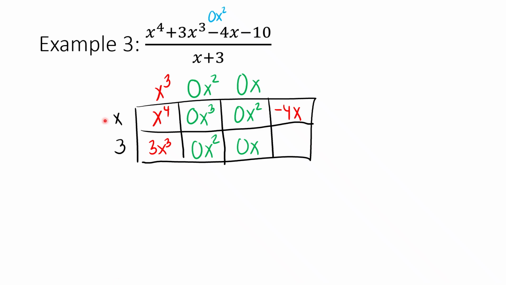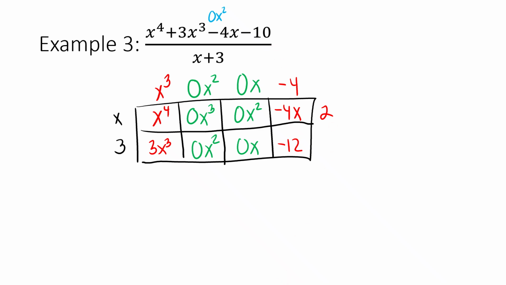x times what would give me negative 4x? Well, that would be negative 4. And negative 4 times 3 is negative 12. Now, it didn't quite come out right. I've got a negative 12. I need a negative 10. So I can get that with a positive 2. Negative 12 plus 2 is negative 10. So I do have a remainder on that one.